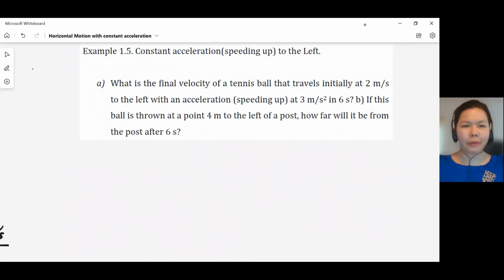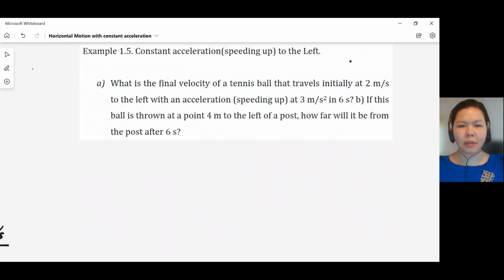Example 1.5, constant acceleration, speeding up to the left. What is the final velocity of a tennis ball that travels initially at 2 meters per second to the left with an acceleration speeding up at 3 meters per second squared in 6 seconds?